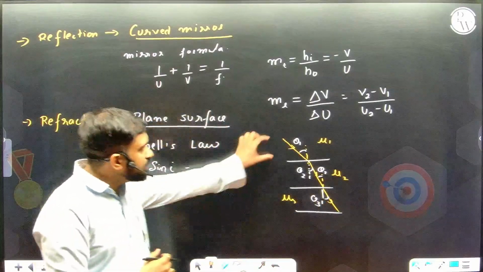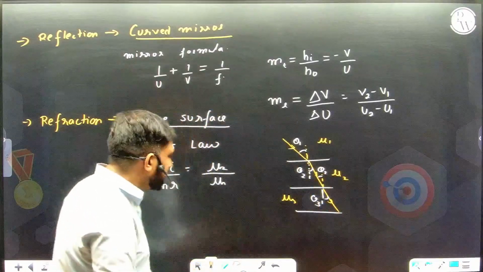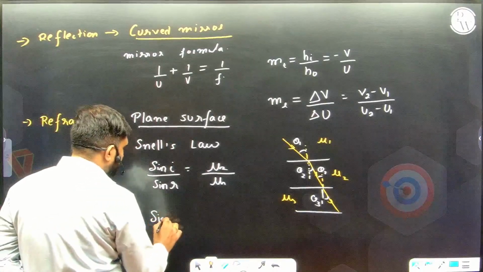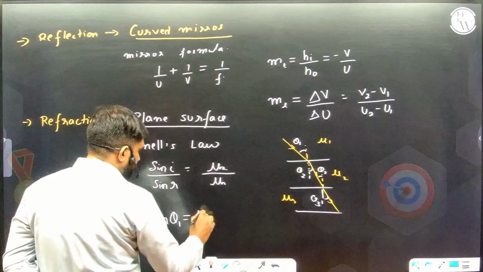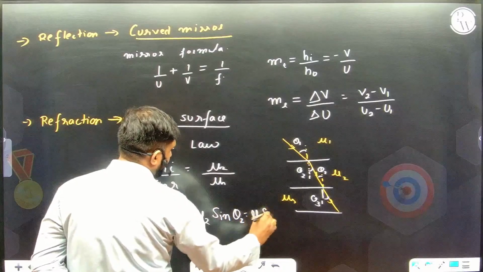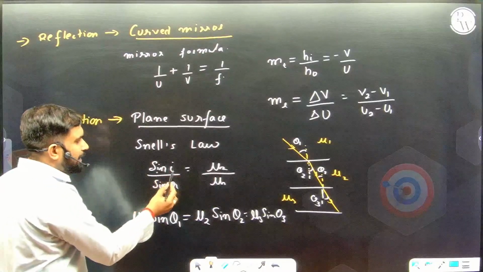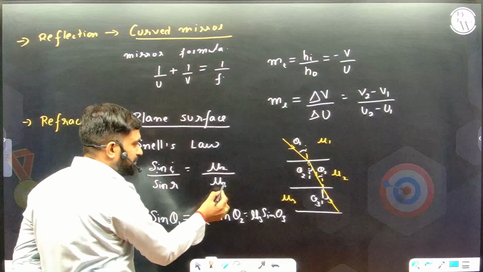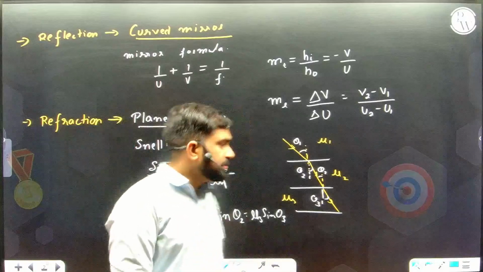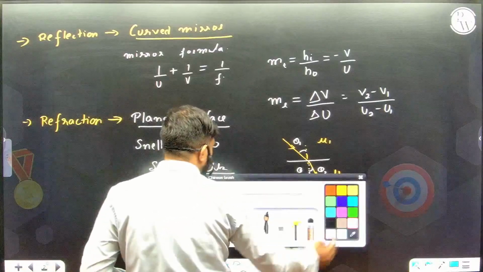So, what do we write? Whichever medium and the angle in that medium, the product of refractive index of that medium and sine of angle theta in that medium remains constant: mu1 sine theta 1 equals mu2 sine theta 2 equals mu3 sine theta 3. So in this Snell's law, if you just cross multiply, mu1 gets multiplied with sine i, angle of incidence for the first medium, mu2 gets multiplied with sine r, angle of refraction in the second medium, and so on. Okay, so this was refraction through plane surface.